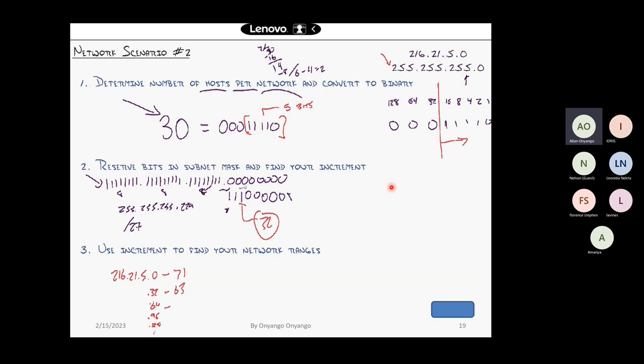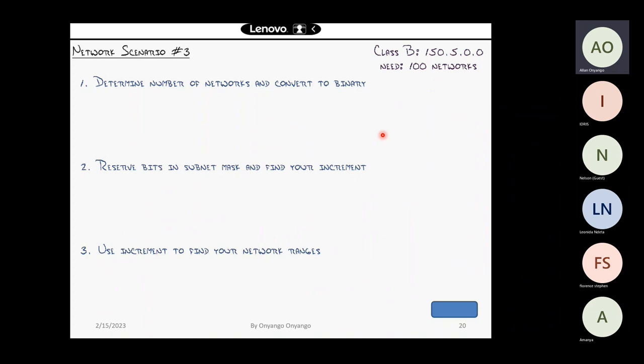Now, let's look at something different. We have been talking about class C. We now want to look at class B. And you know the subnet mask for class B? It was slash 16, which is 255.255.0.0. So we're going to write our subnet mask. The class B IP address that we are given is 150.5.0.0. That's our network address.